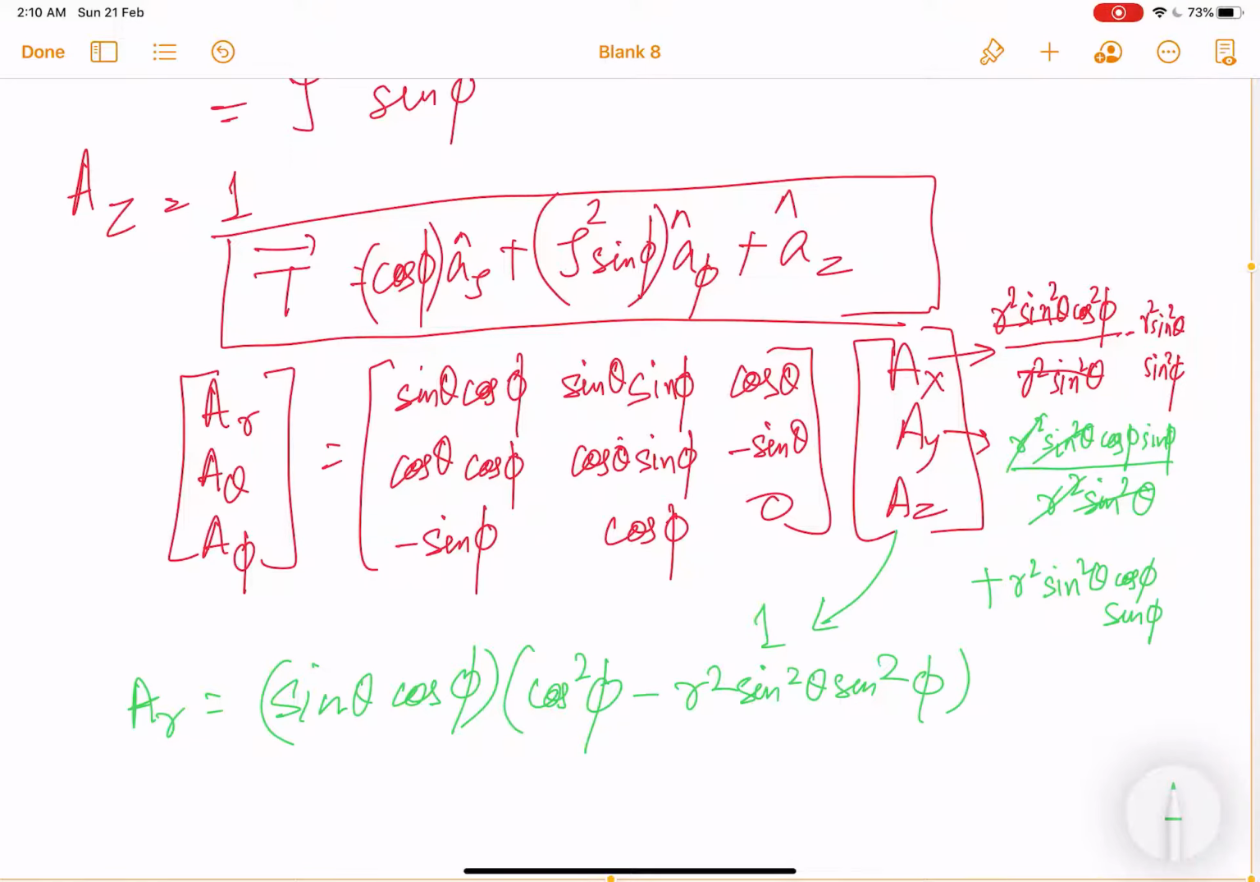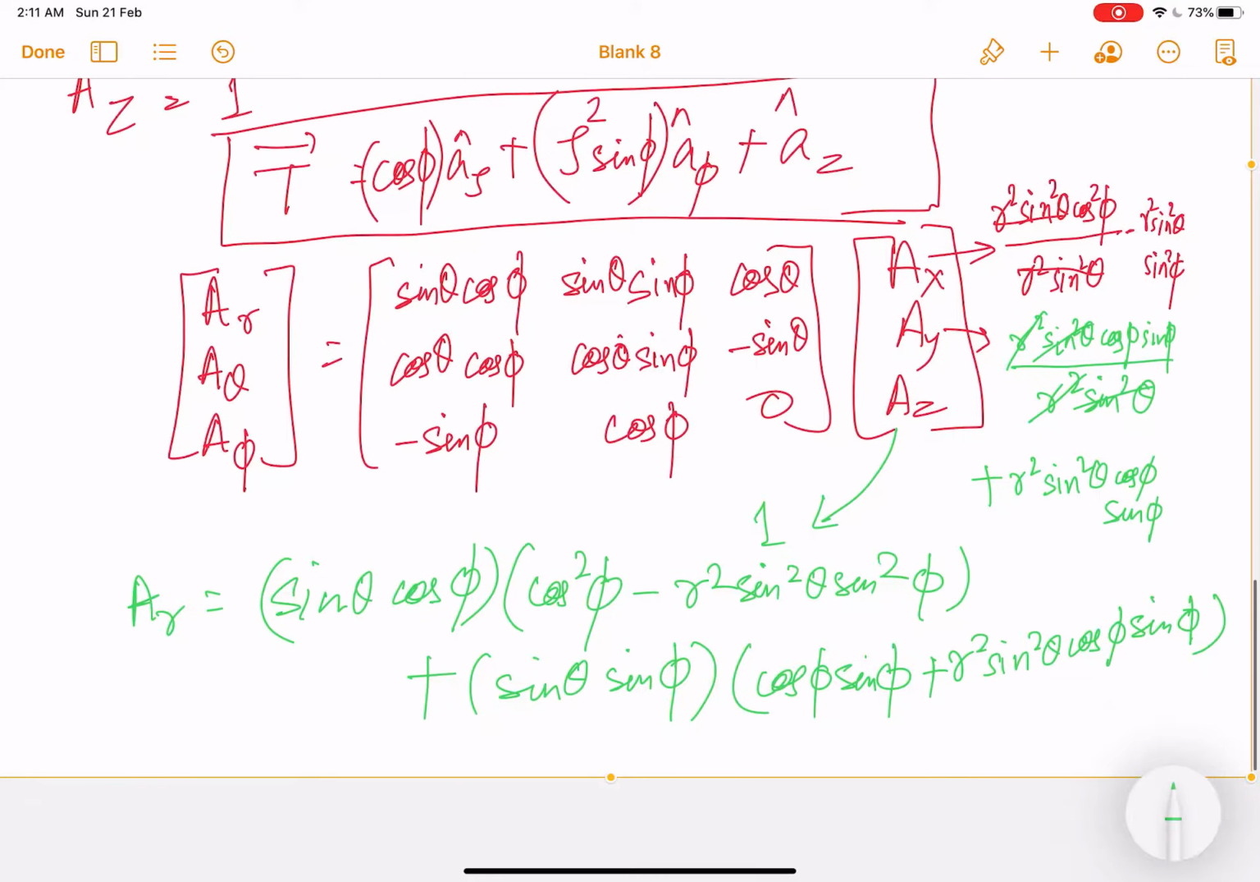Then next, this much, then plus, if I have to write, sine theta sine phi whole into what should I multiply it with? Cos phi sine phi plus r square sine square theta cos phi sine phi. Okay, then plus cos theta. Oh my god, it's so big.